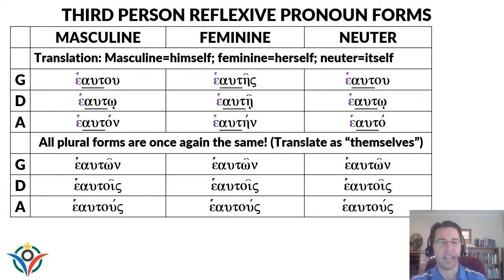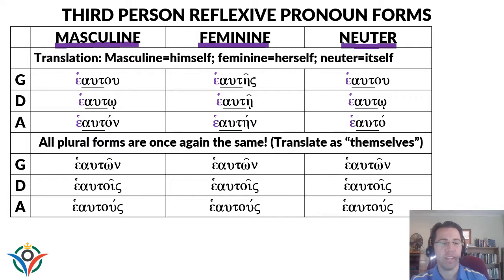Let's take a look now at the third person reflexive pronoun forms. The first difference that you will notice is that the third person consists of a masculine, feminine, and neuter gender. So the masculine and the neuter genders will follow the second declensions, and the feminine will once again follow the first declension endings. Also, take note of the personal prefix for the third person, which is now he, which I've highlighted in purple.